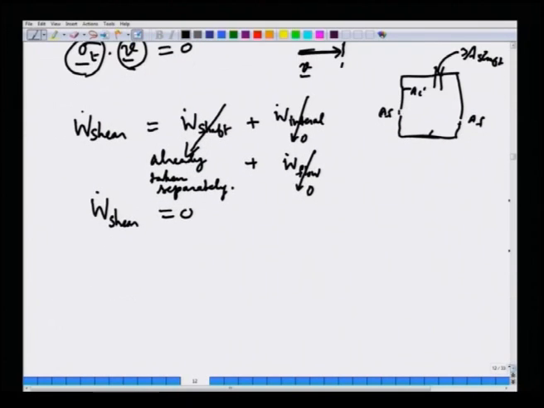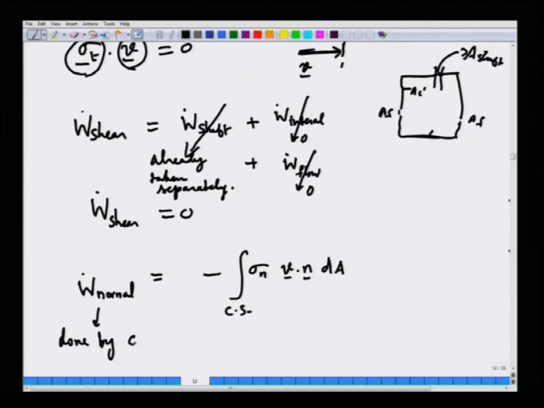Once we understand this, the normal component of the work is nothing but minus the integral over the CS of sigma n V dot n dA. This is the work done by the CV on the surroundings. This is the rate at which work is done by the CV on the surroundings due to the normal component of the stresses.